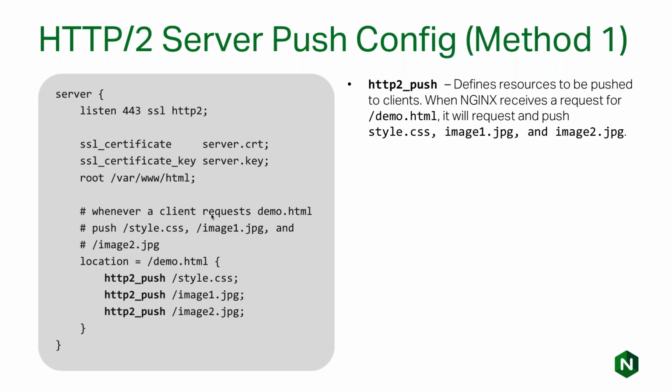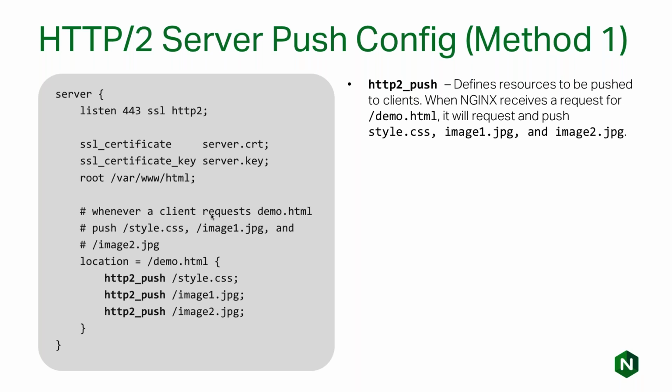How does NGINX, the reverse proxy, know what resources to push to the client? There are several approaches you can take. The first is that you can use the HTTP2 push directive in the NGINX configuration. Typically that's placed inside a location block, and you can use that to tell NGINX explicitly that it should create a sub request for the named resources, pull those from the origin server or from the local cache, and then push those to the client.